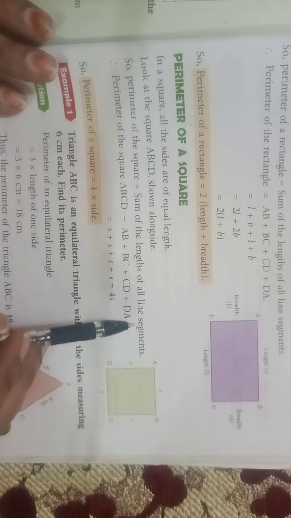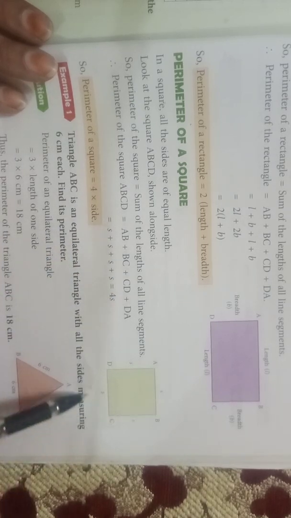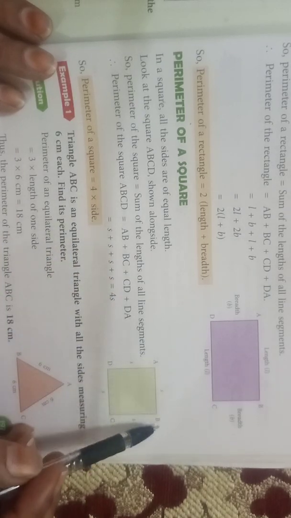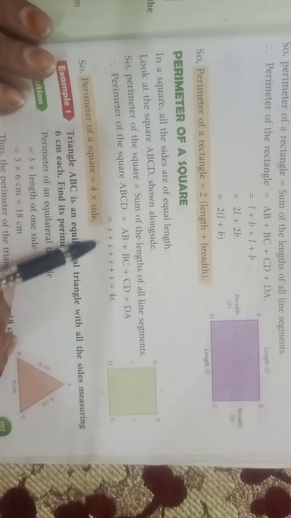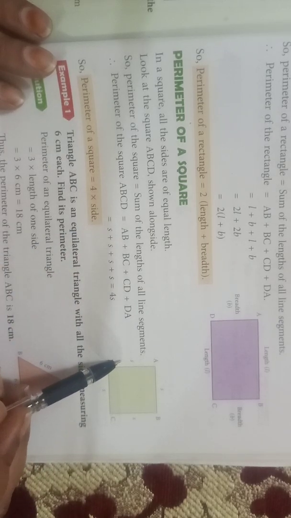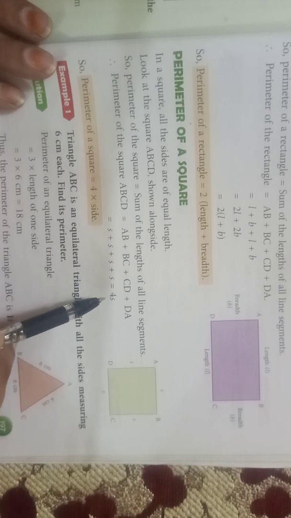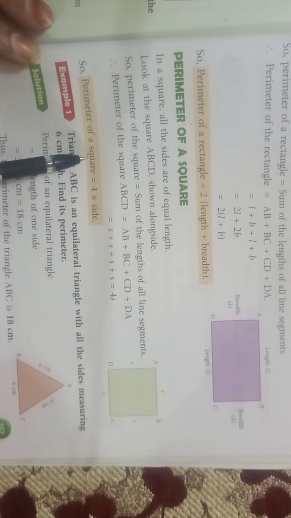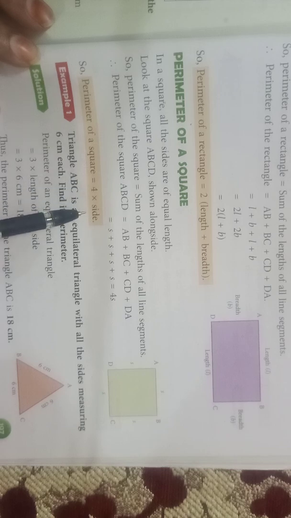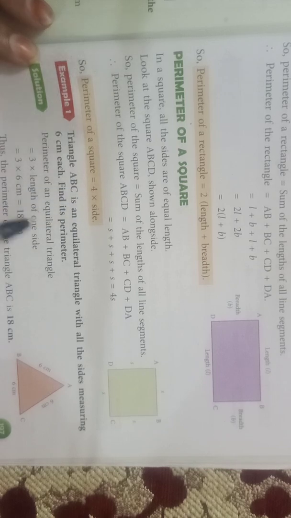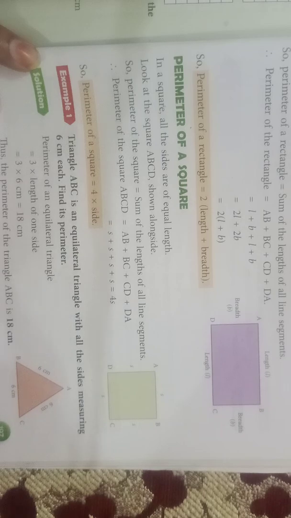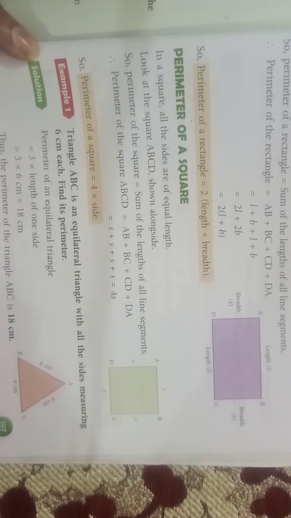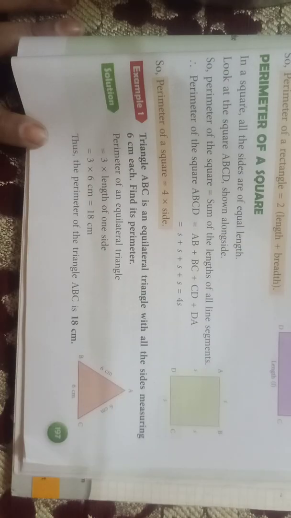So the sum of all line segments, AB, BC, CD, DA, means you can consider each segment S. S plus S plus S plus S is equal to 4S. So the formula is perimeter of a square is equal to 4 multiplied by side. In this way you can solve it. Now let's see some examples over it.